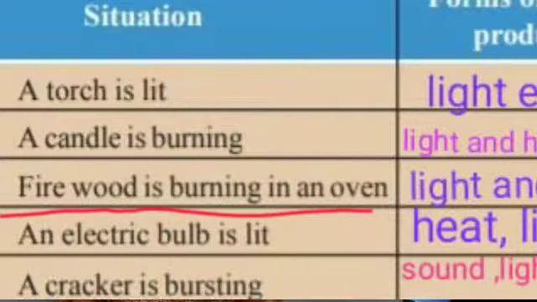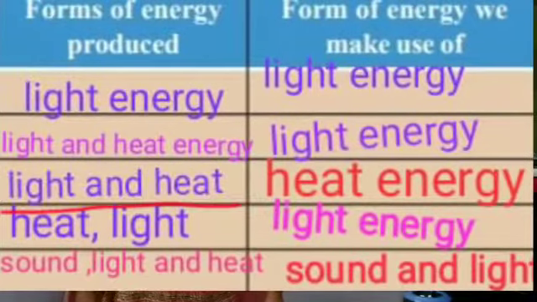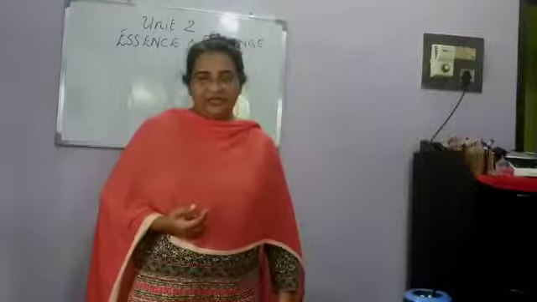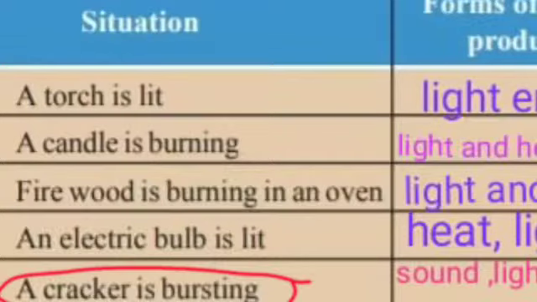You have written that, isn't it? What are the energy produced there? Yes, light energy, heat energy, isn't it? Because fire is there, there is light and heat. And what is made use of when the firewood is burning? Heat energy. Next one, the cracker is bursting.